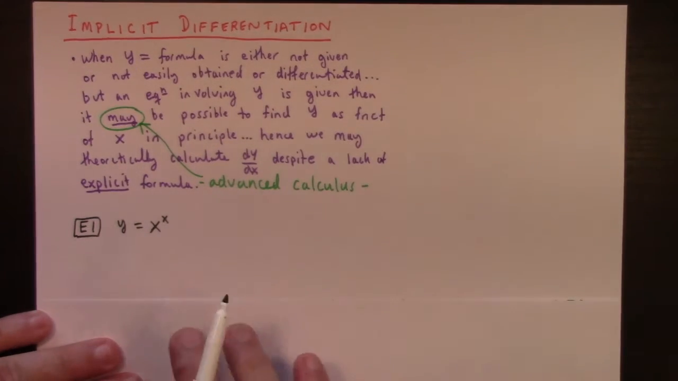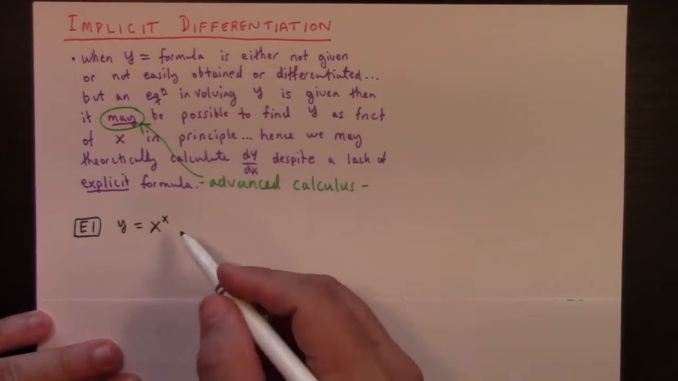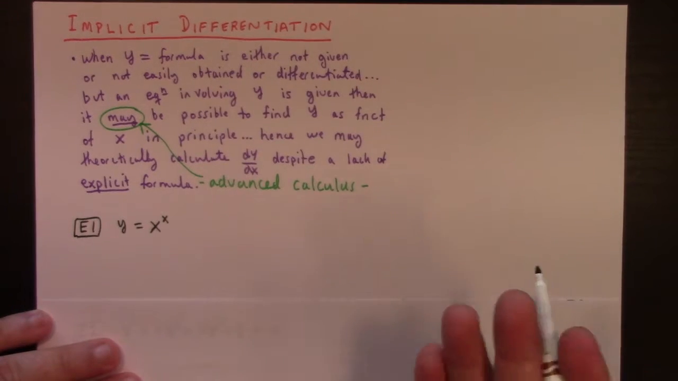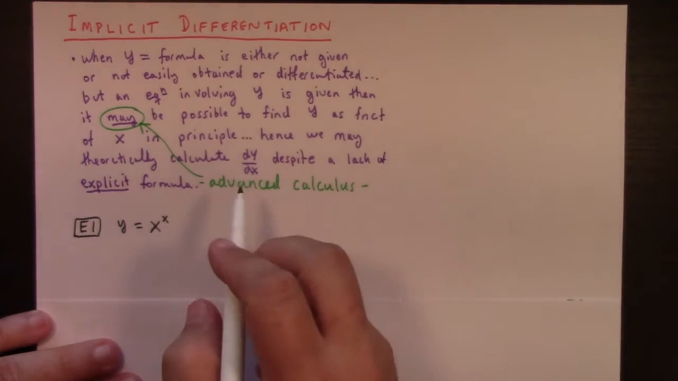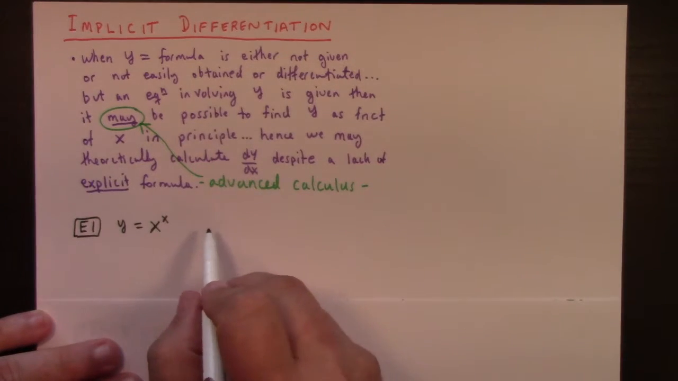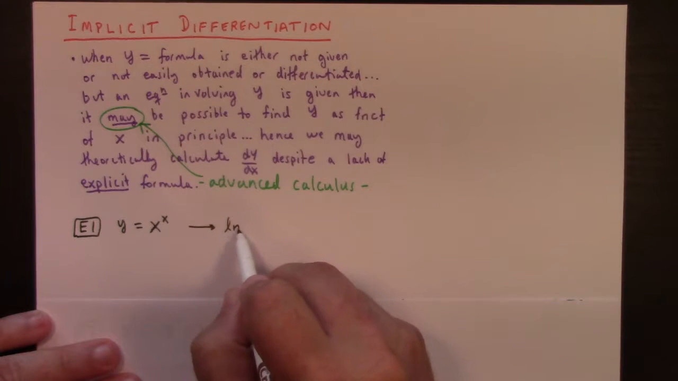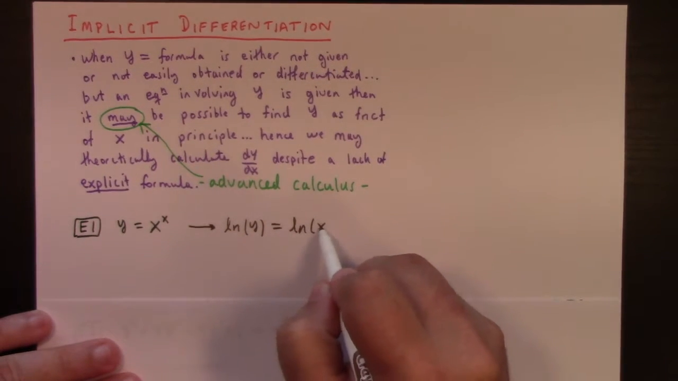So the quintessential example, y equals x to the x. How do you differentiate that? Well, it's not a power rule, it's not an exponential, so it's not a composite of a power or of an exponential; it's kind of both at the same time. So what do we do? The standard Calculus 1 technique here is to take the natural log of both sides. I get the natural log of y equals the natural log of x to the x.